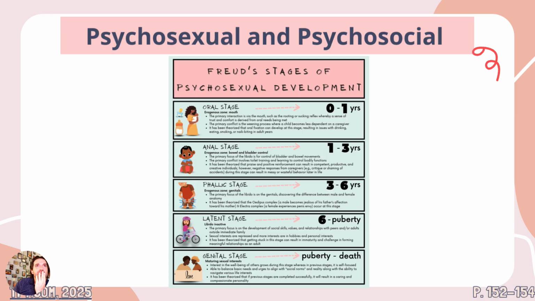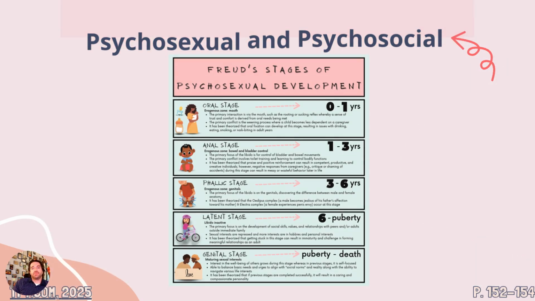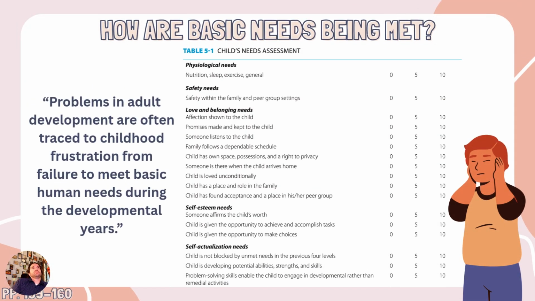Interest and well-being of others grows during this stage, whereas in previous stages, basically, the first four stages are kind of about me, my development. What do I need? What's going on with me? And then you get to puberty and you begin to notice other people, you begin to fall in love, and then you start to kind of work in with social norms, navigating life interests. You start thinking about the well-being of others. How are basic needs being met?